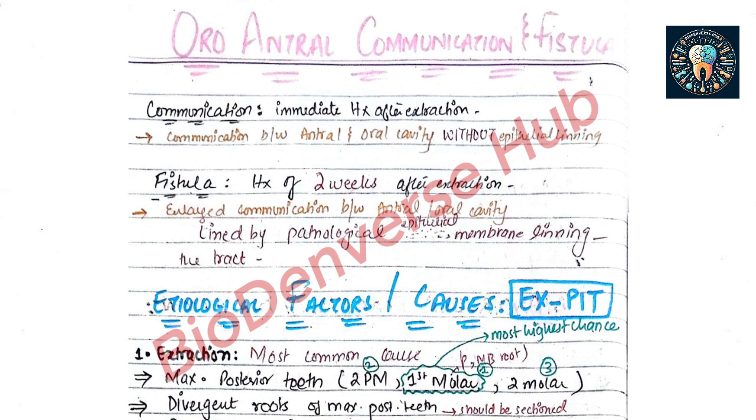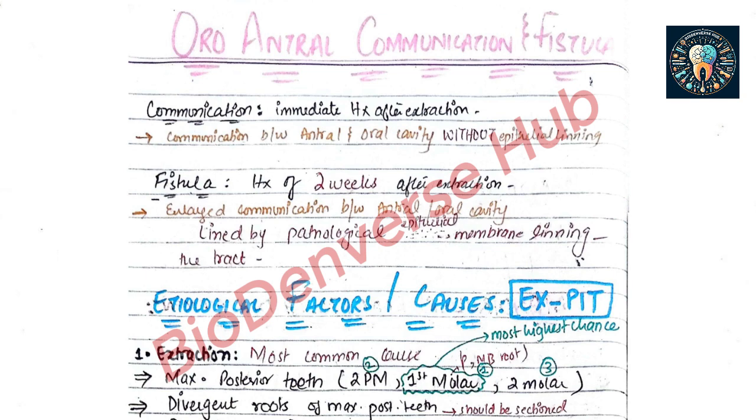So what are the differences between the communication and fistula? In communication, first of all, the patient presents immediately after the extraction, and in the case of fistula, the patient has a history of 2 weeks after the extraction. Then the communication between the antral and oral cavity will be without the epithelial lining, but in the case of fistula, there will be an enlarged communication lined by a pathological epithelial membrane. By understanding these features, you can easily differentiate between an oro-antral fistula and communication.